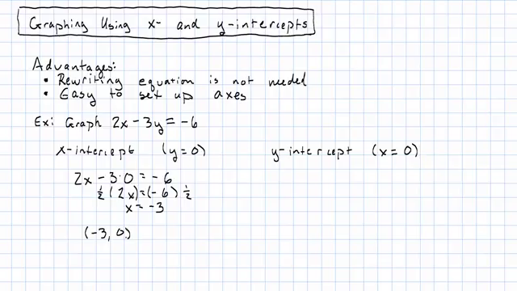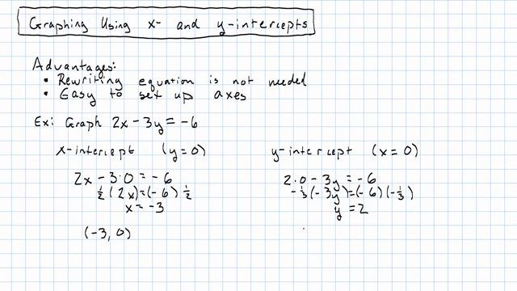Plugging in x equals 0, we'll have 2 times 0 minus 3y equals negative 6. 2 times 0 is just 0, so this is just negative 3y equals negative 6. Multiplying both sides by negative 1/3, or we can think of this as dividing by negative 3, we get y equals 2. Our y-intercept will be 0, comma 2.